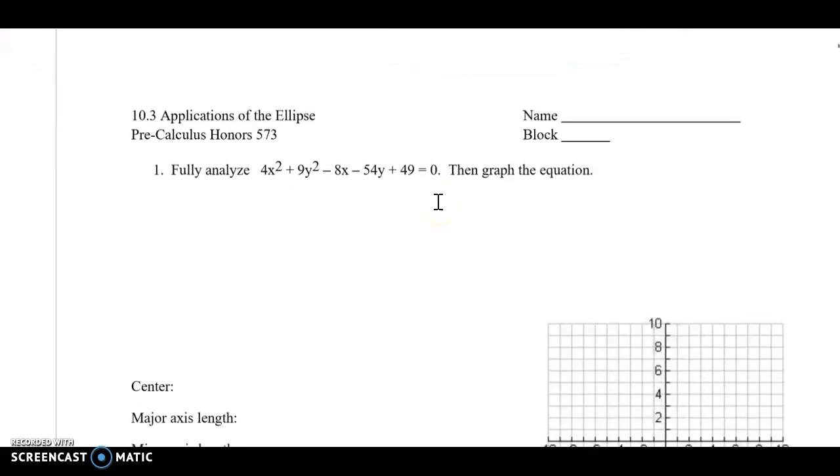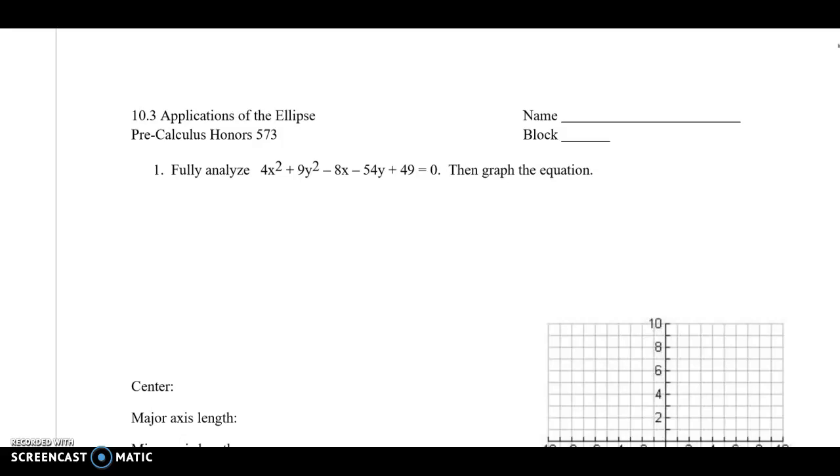And here we go for number 1. It says fully analyze this equation. Now obviously it's going to be an ellipse because that's the sheet we're on, but this equation does not fit in any of our forms that we are used to. So this is going to practice the algebra of turning it from this expanded form into the normal factored form with the structures where we can see our a and b value of an ellipse.